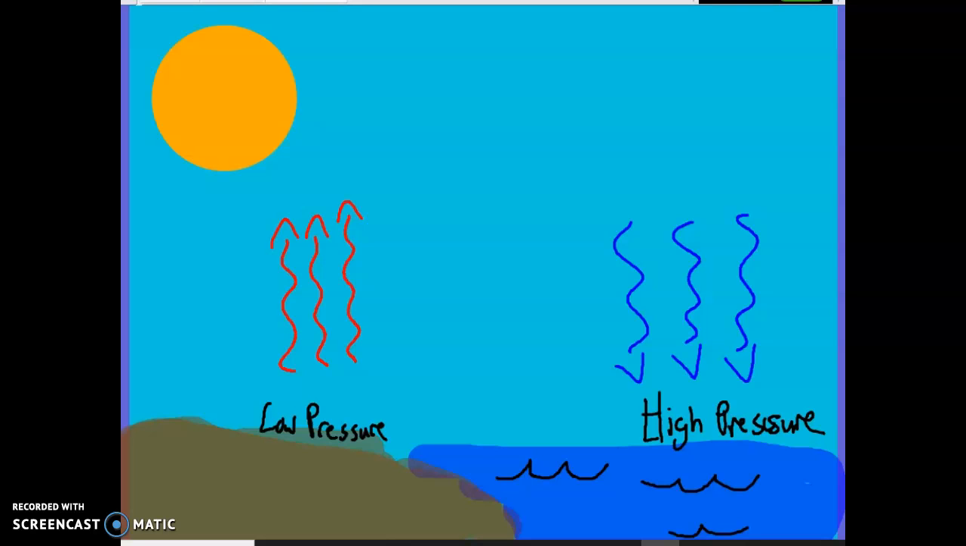If I can spell today, that'd be great. Now, we've learned that when you have this happen, and there's two different pressures, air moves from high pressure to low pressure. And when you have air moving horizontally, we call it wind or a breeze. And this wind moving from the ocean to the land, from the sea to the land is called a sea breeze.